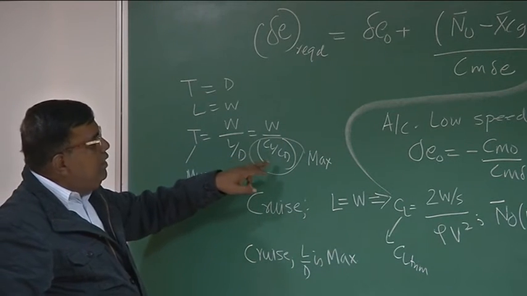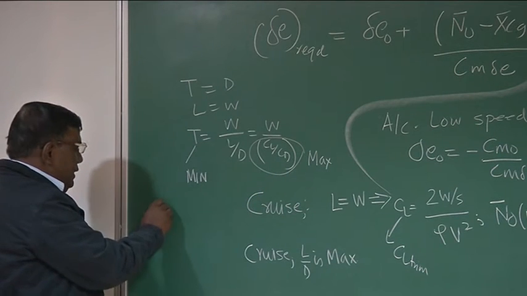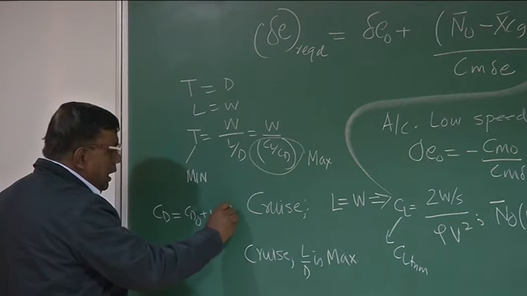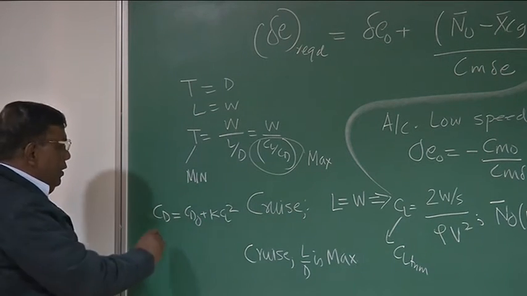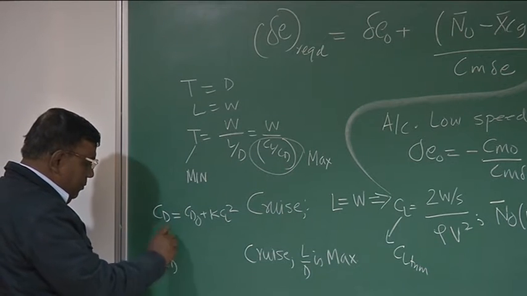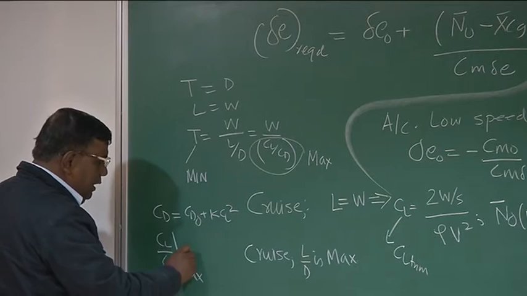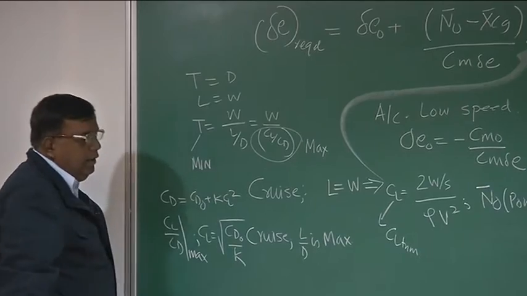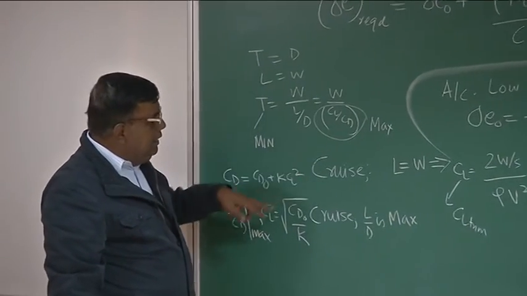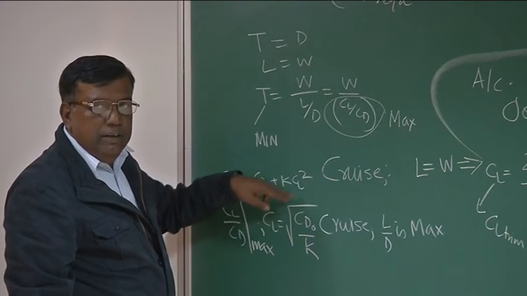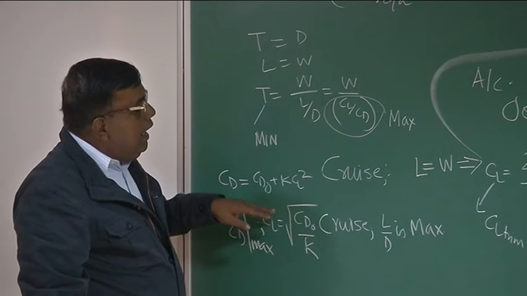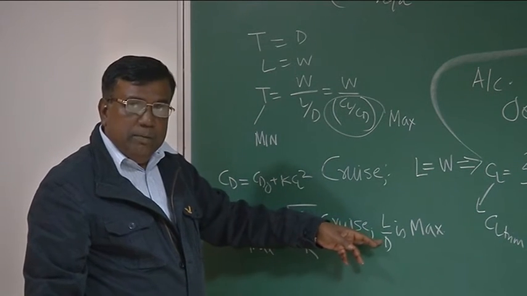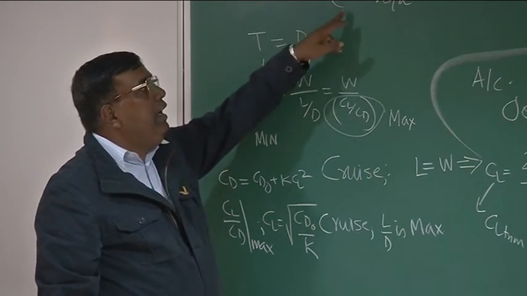So for CL by CD to be maximum, we know that CD I can write as CD naught plus K CL square, and using this relation I can find the condition for CL by CD maximum, which we have done in our first course, to be CL equal to under root CD naught by K. Now notice this CL and this CL are not the same in general. This is the CL when I am going for thrust required minimum, or the CL when L by D is maximum, right? So now how do I get the elevator deflection?